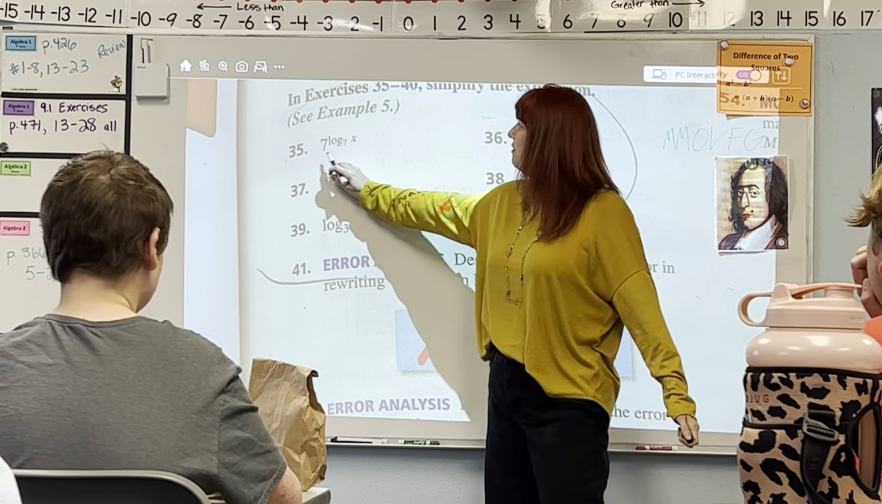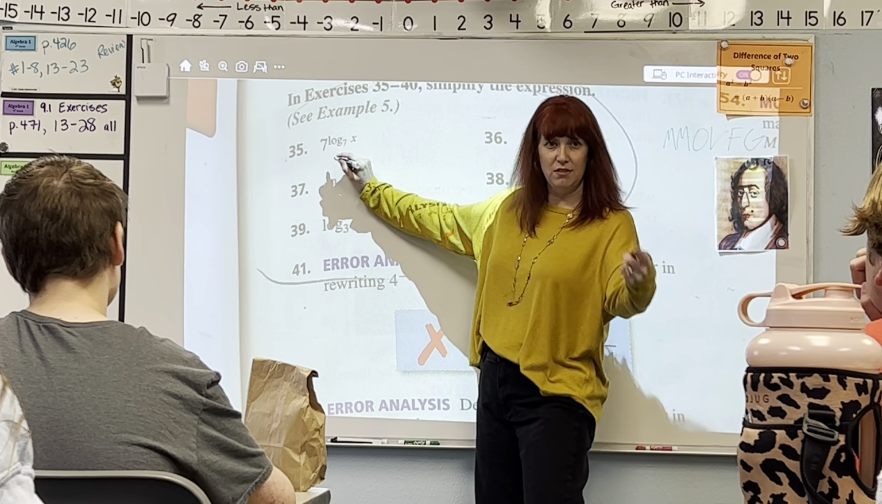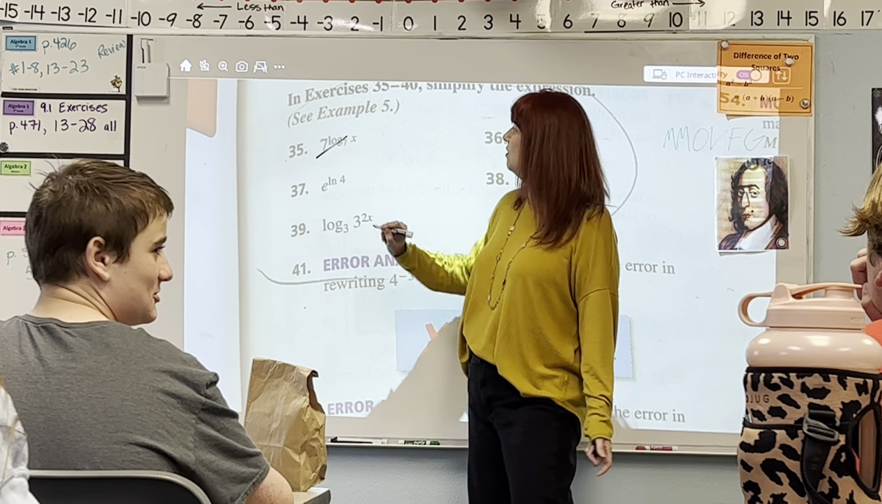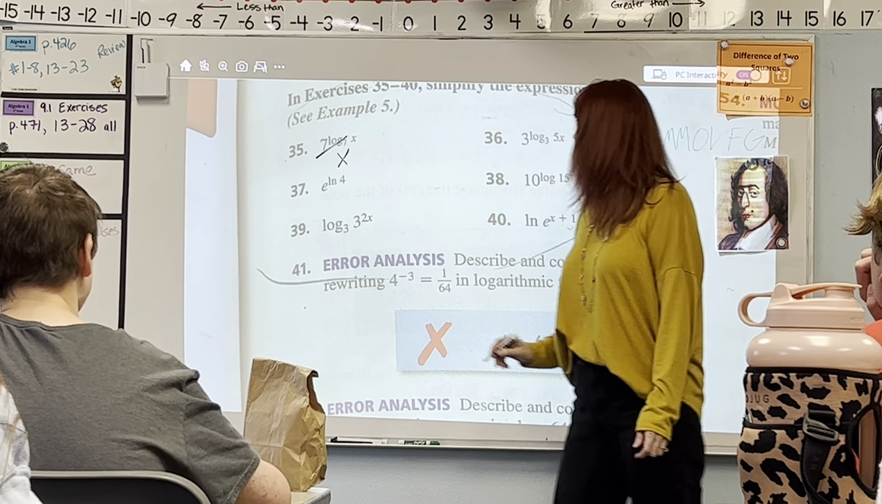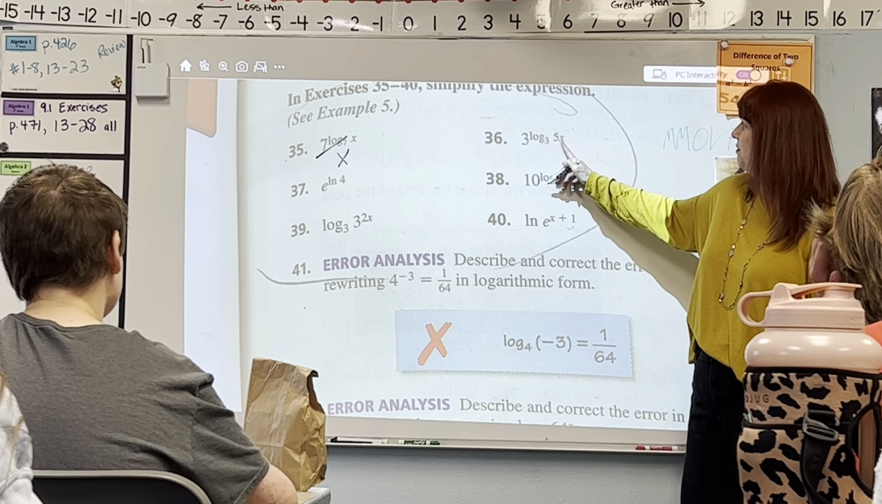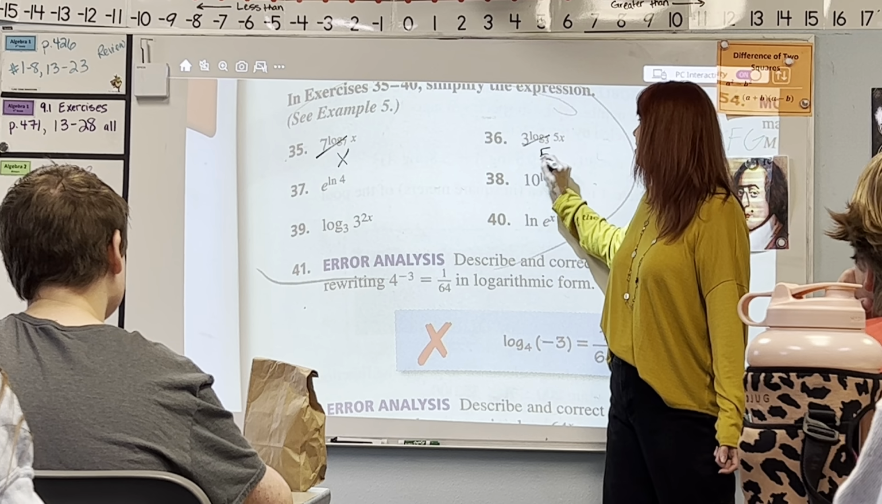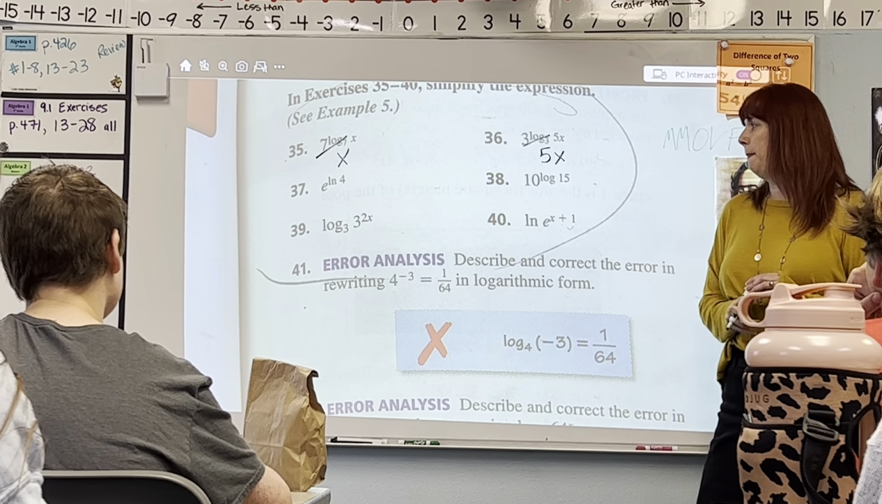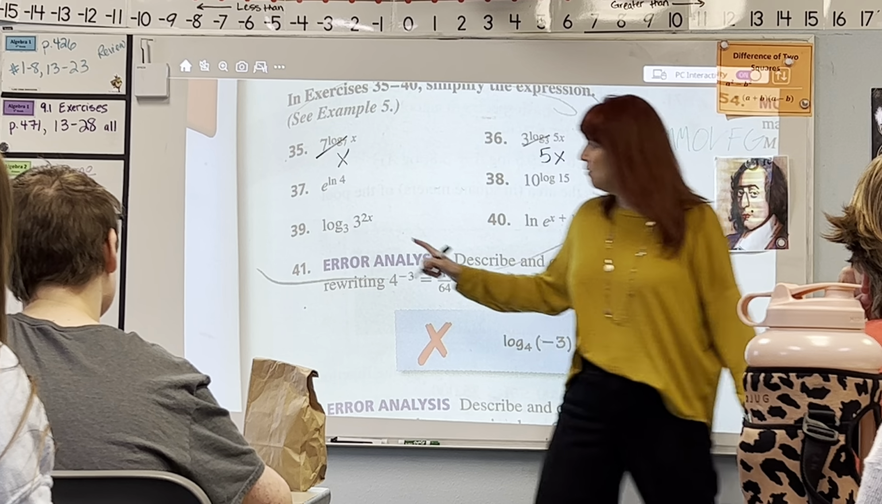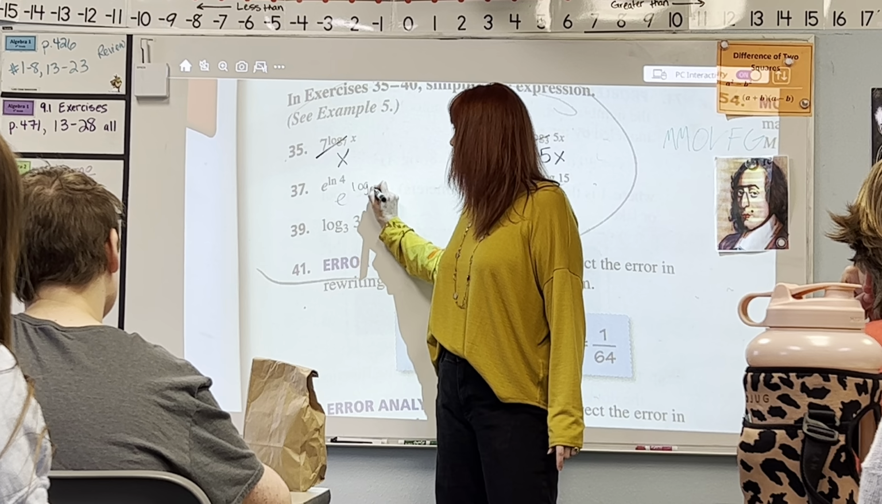7 to the power of log base 7 of x. Those cancel out, and it's x. Next, 3 raised to the power of log base 3 of 5x. The 3 to the log base 3 cancels and it's just 5x. This is e to the ln of 4. It's the same thing as log base e, so e to the ln cancels.